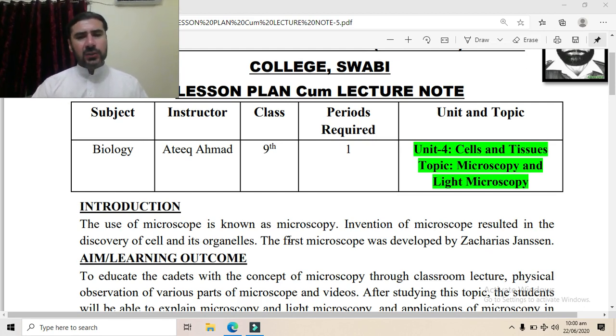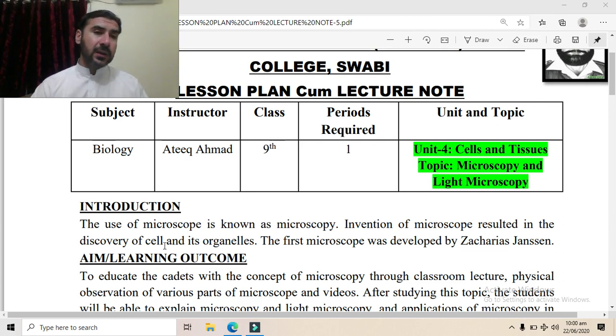Basically, in biology, the invention of microscope resulted in the discovery of cell and its organelles. Before microscopy, there was no idea how the living organisms are made, from which things they are composed. Due to the invention of microscope, biologists were able to observe the cells.